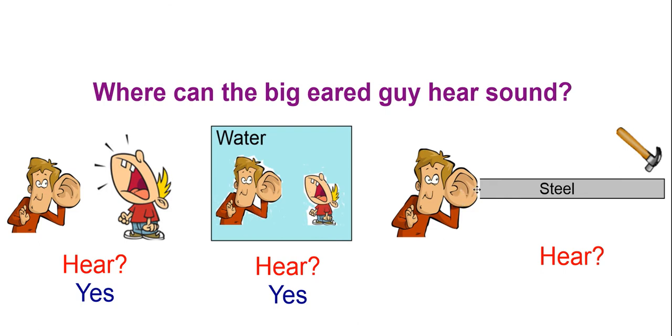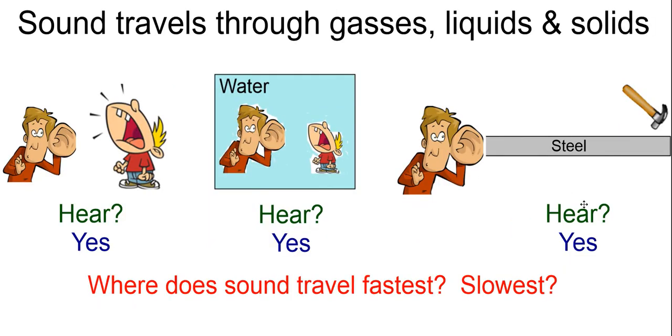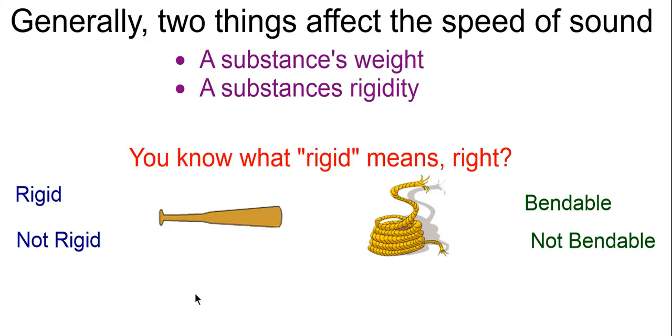How about this guy? He puts his ear right next to a piece of steel and someone's going to hammer it and whack it on the other end. Can he hear through that steel? Yes, he can. He can hear in all three places, can't he? But what we want to ask is this: where does sound travel fastest? Here, here, or here?